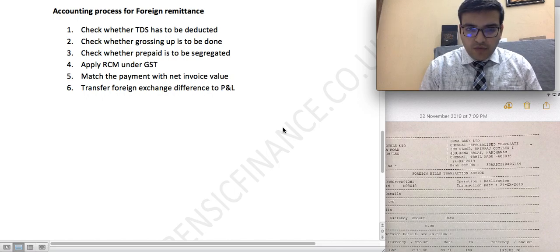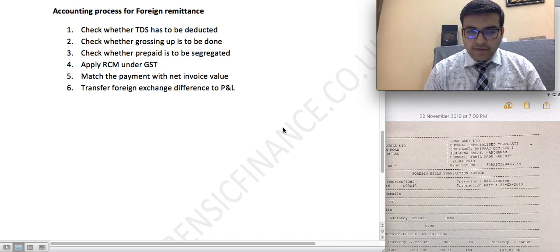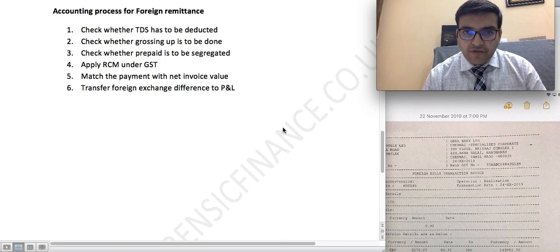So welcome back. Now we are back with our example on foreign remittance. We were discussing these steps for accounting in foreign remittance. Now we will discuss it with the help of an example.